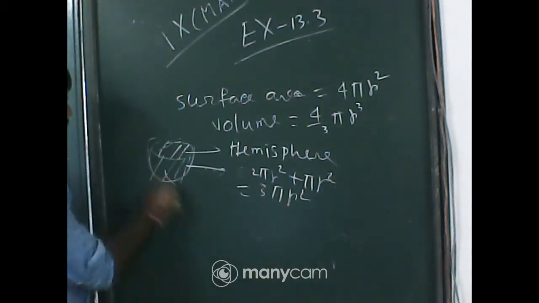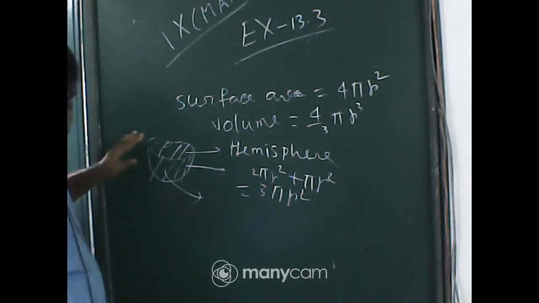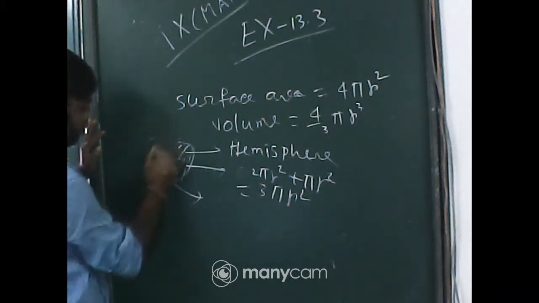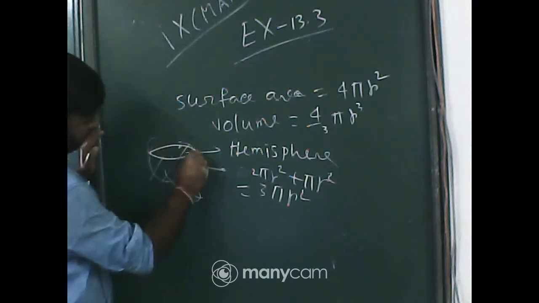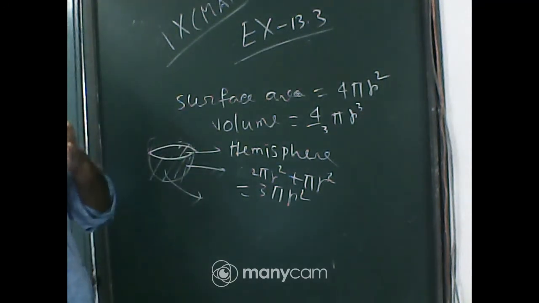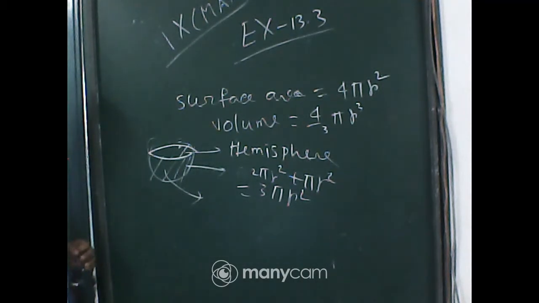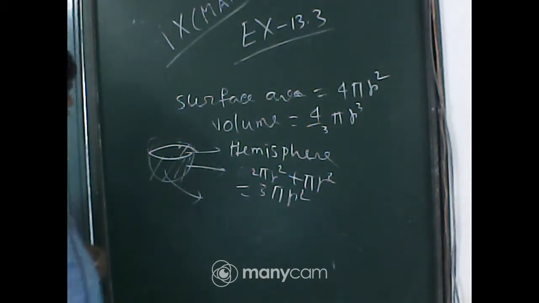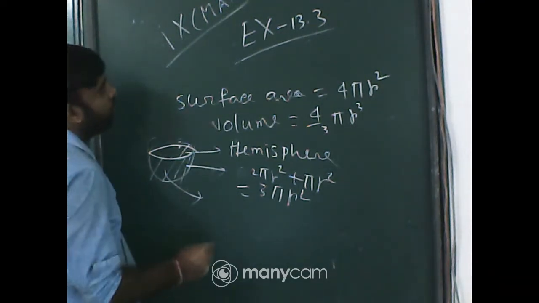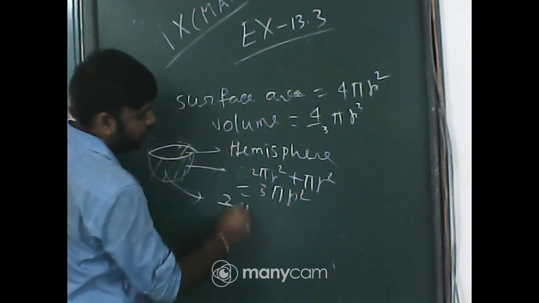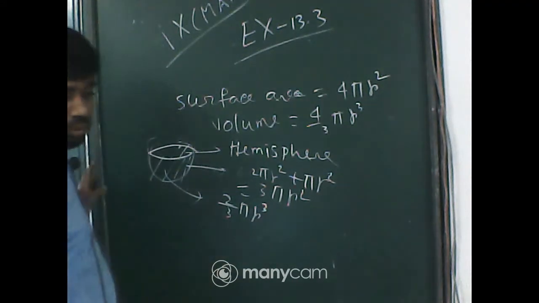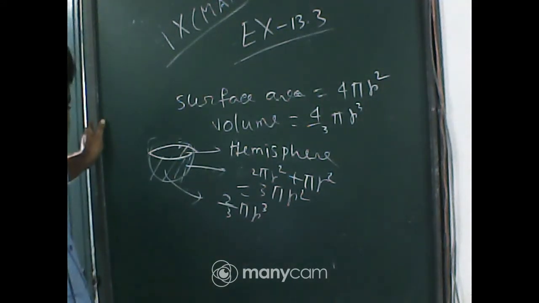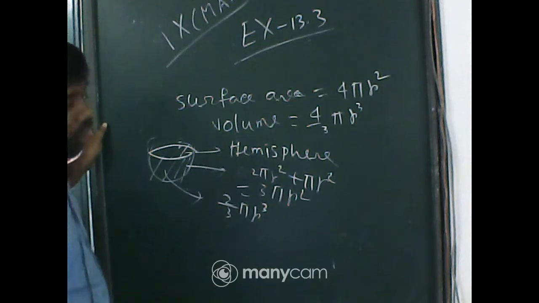And what is the volume? That is not actually, it is like a cup. So just reduce the height. Now I think it is like a hemisphere. And the volume will be 2/3 pi r cube. Got it? The 2/3 pi r cube is the volume of the hemisphere.